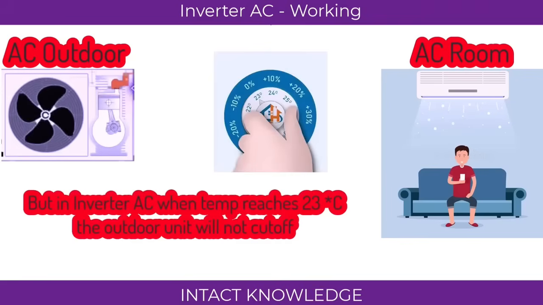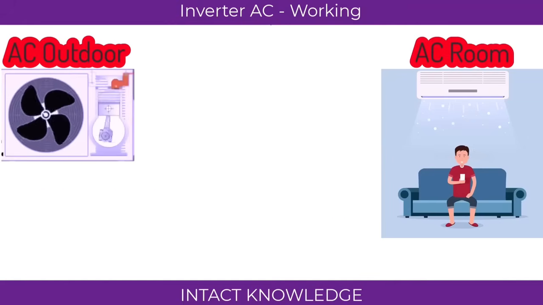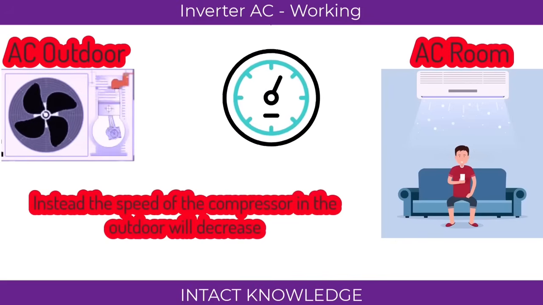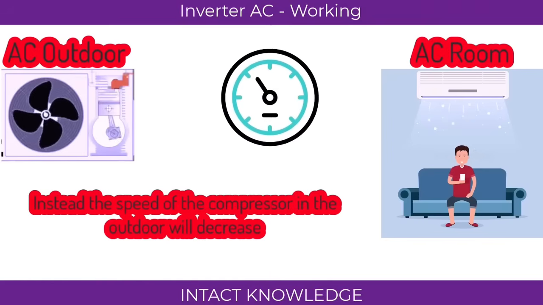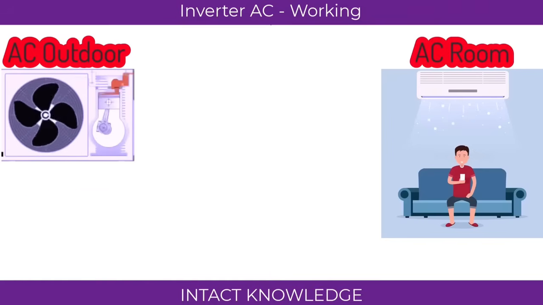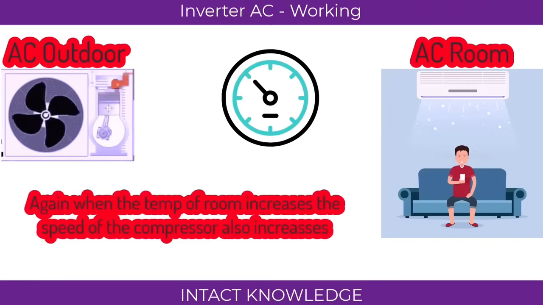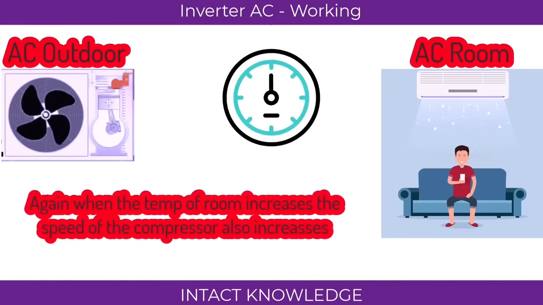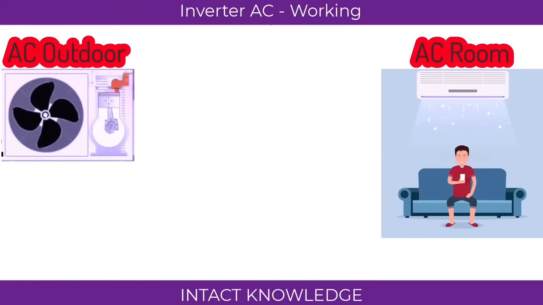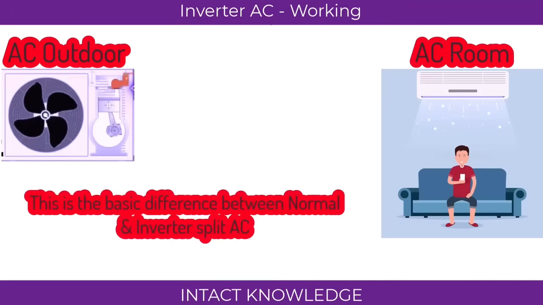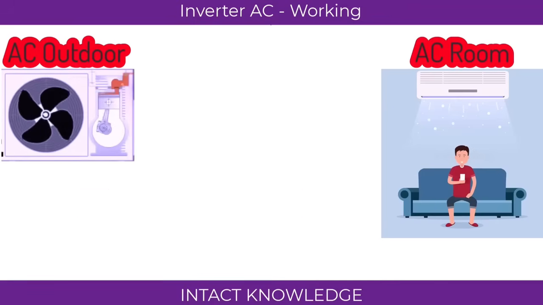But in inverter AC, when the room temperature reaches the set point, its outdoor unit will not cut off. Instead, the speed of the compressor in the outdoor unit will decrease. Again, when the temperature of the room increases, the speed of the compressor also increases. This is the basic difference between normal split AC and inverter AC. Now, let's see about this in detail.